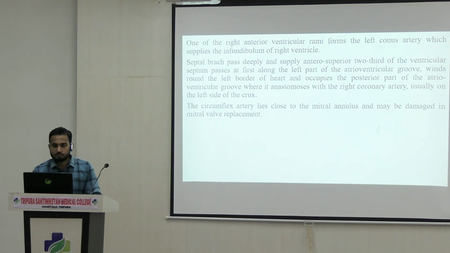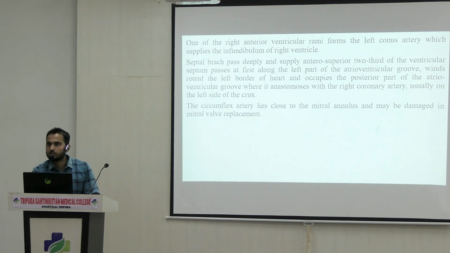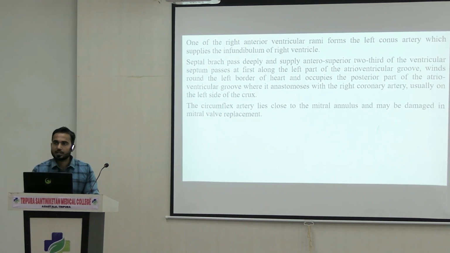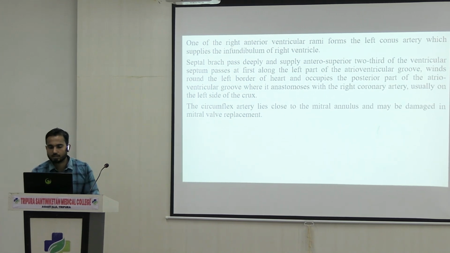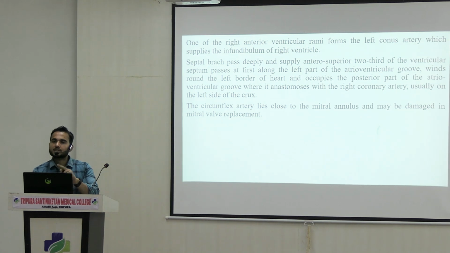Next, from the right side of the ventricular rami, we are getting the left conus artery. That left conus artery will anastomose with the right conus artery, which I have shown you earlier. Then we are getting the septal branch. This septal branch from the ventricular rami will anastomose with the septal branch of the right coronary artery.